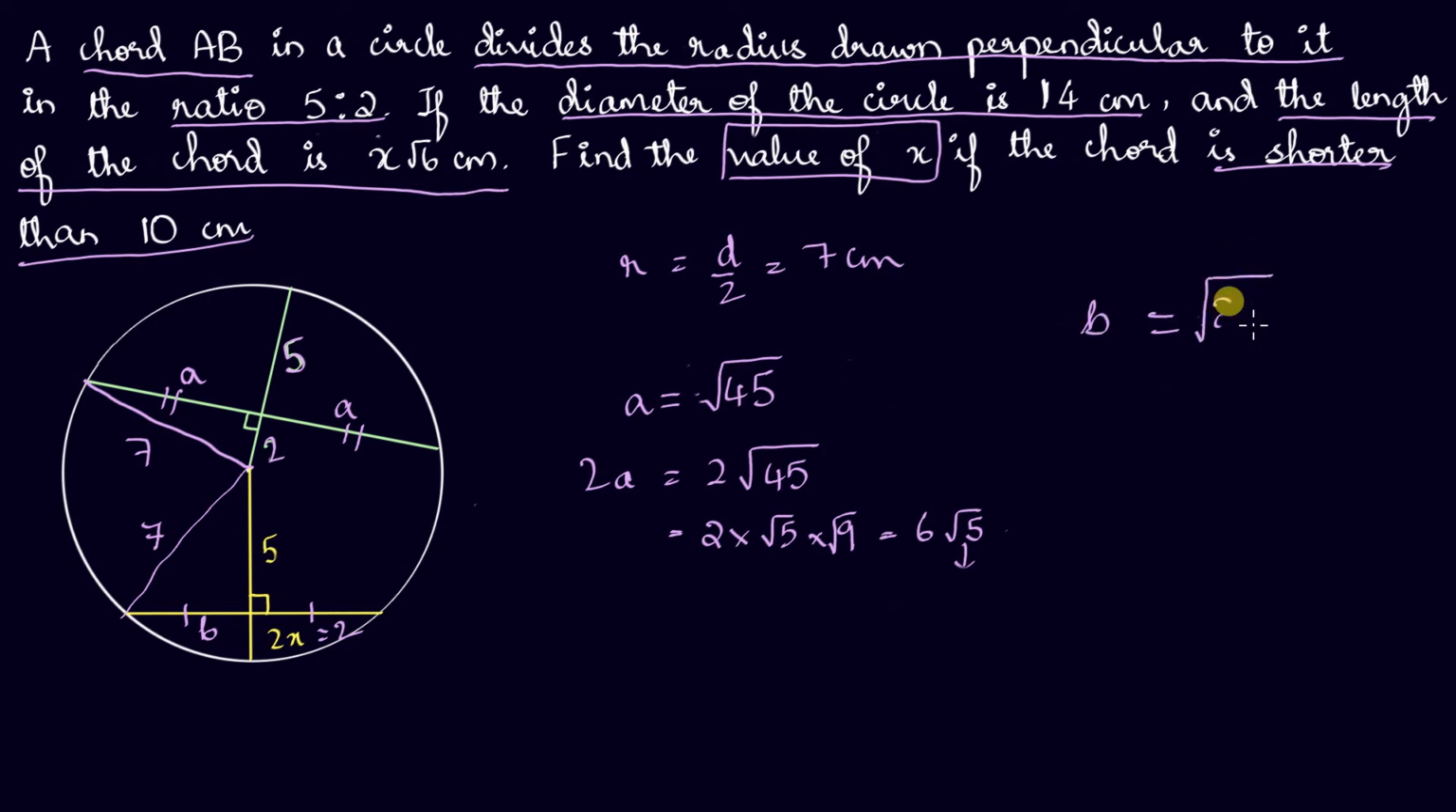So 24 can also be written as 6 times 4, and the square root of 4 is 2, so that will come out as 2 here. So what will remain is 2 root 6. Now the length required is 2 times b, because this will also be b. So 2 times b is 4 root 6.